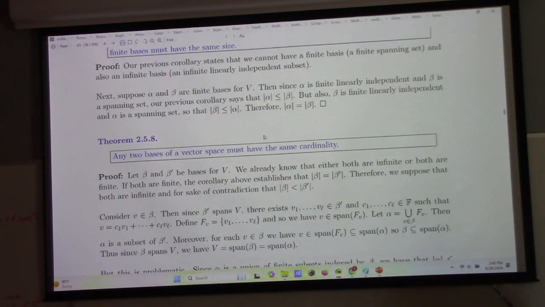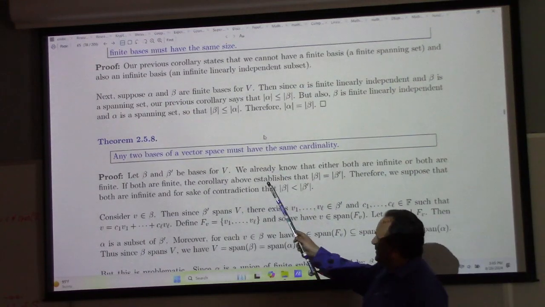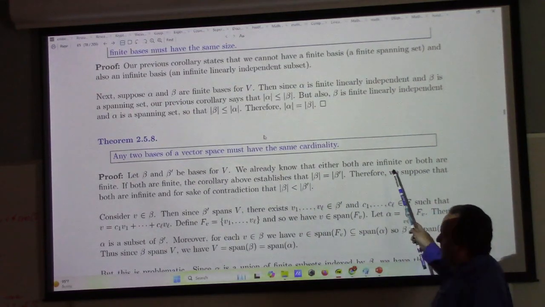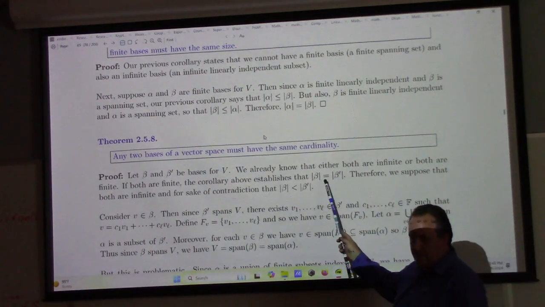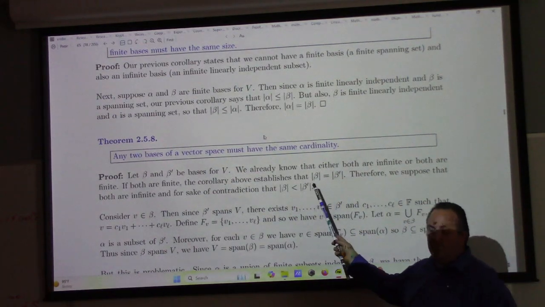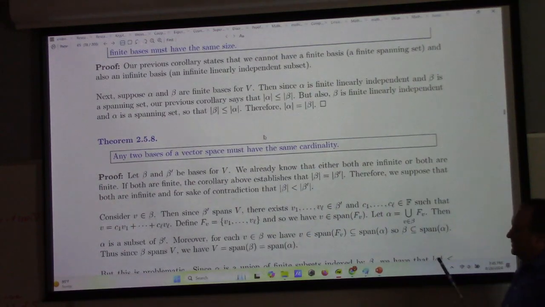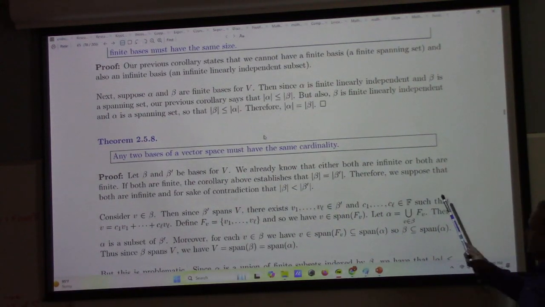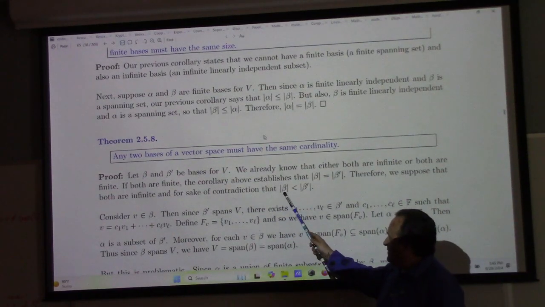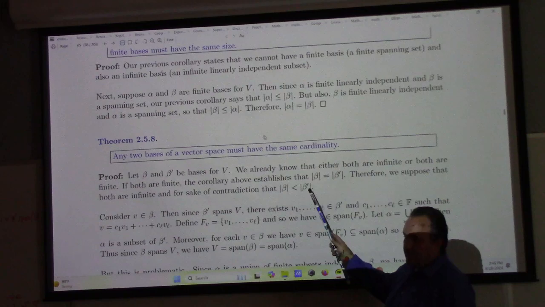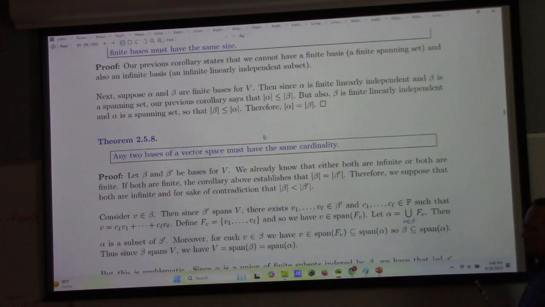So if you have two bases for the vector space, beta and beta prime, we already know that either they are both infinite or both finite. If they're both finite, the previous corollary establishes that their cardinality is equal, right? And most often this is our context, okay? So what's left? Well, suppose that we have an infinite basis, and for the sake of contradiction, that the cardinality of beta is less than the cardinality of beta prime, right? And then he gives an argument here.